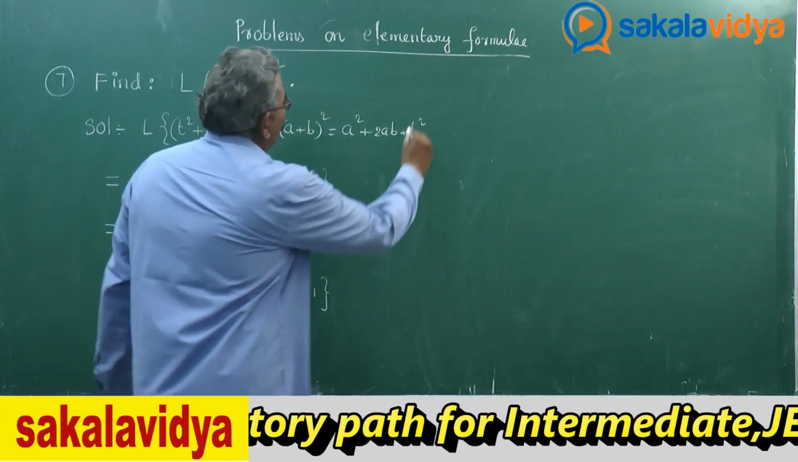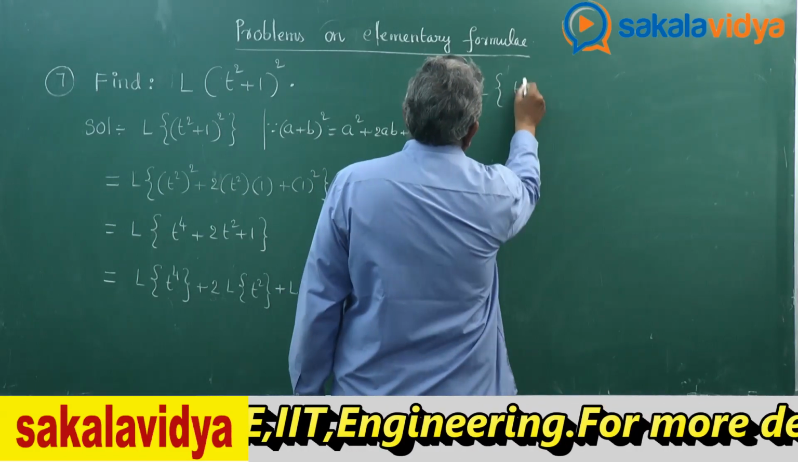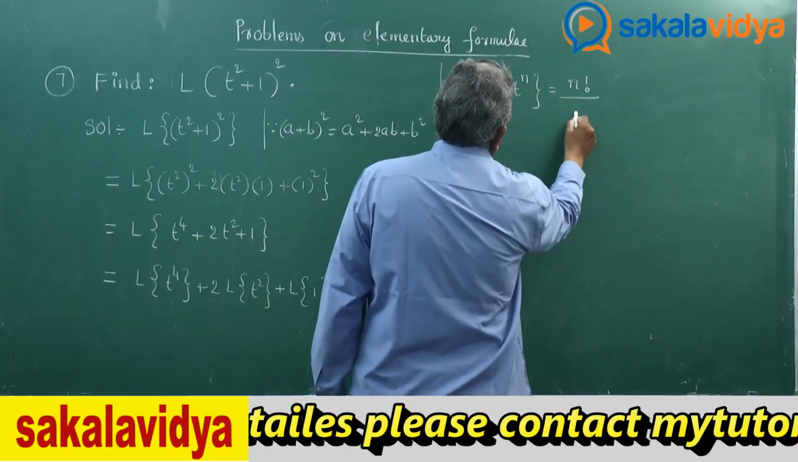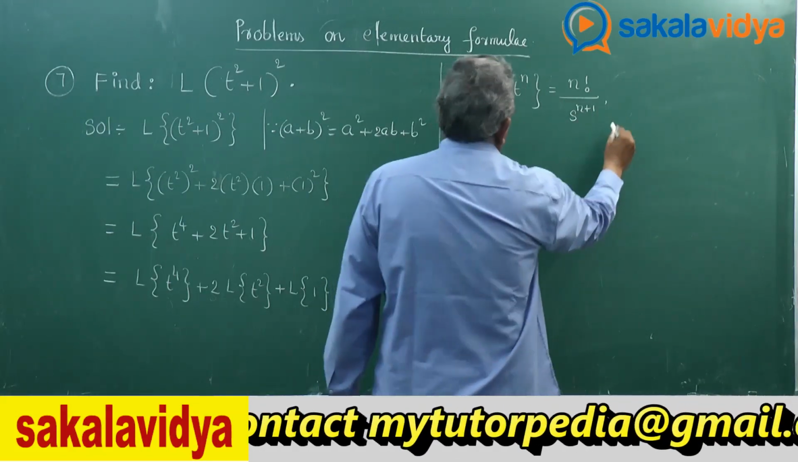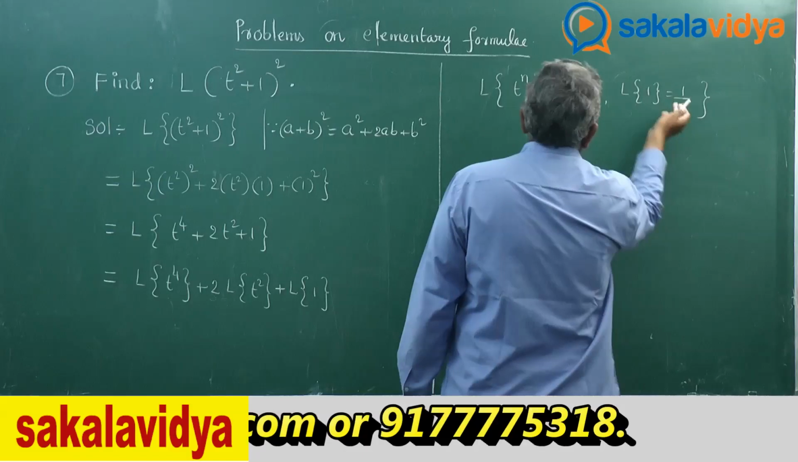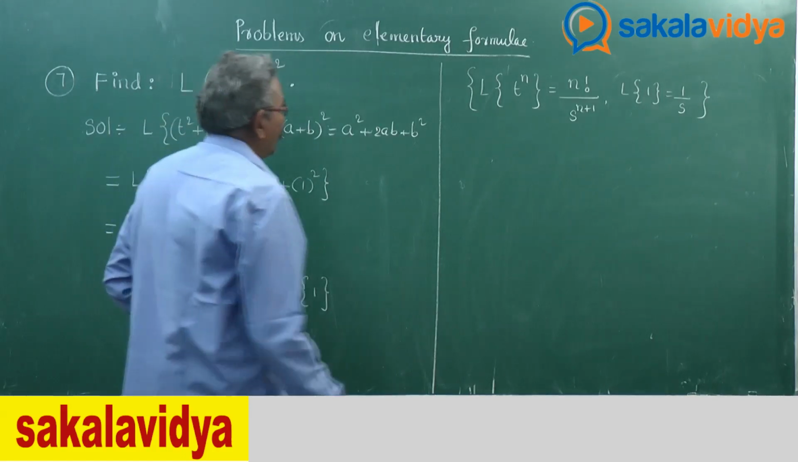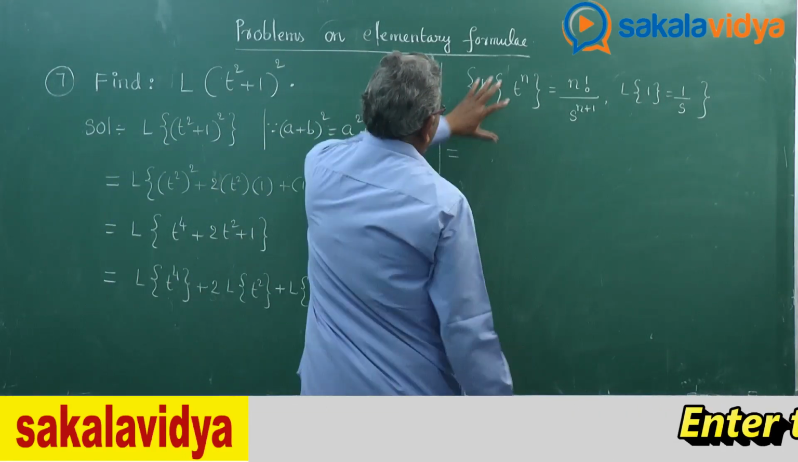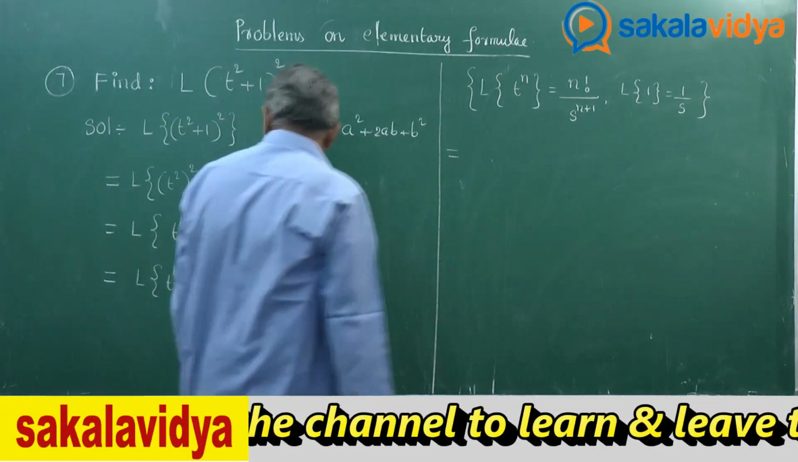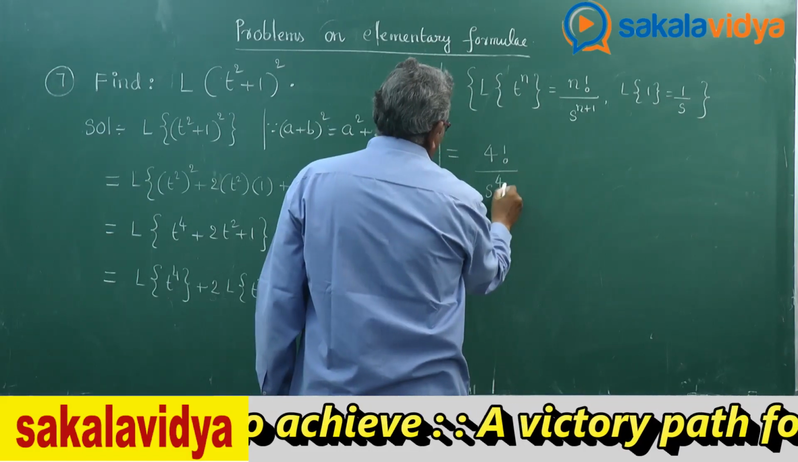So now we need to recall the formula: Laplace transform of t power n is n factorial by s to the power of n plus 1, and the Laplace transform of 1, that is a constant, is 1 by s. So this is also part of this formula only, no problem. Now with the help of this formula, n stands for 4 here, so this is 4 factorial by s power 4 plus 1.